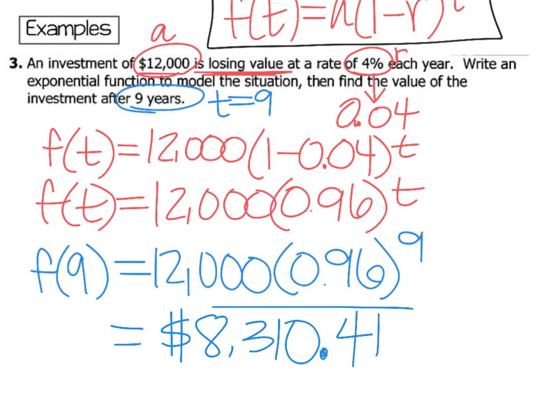$8,310.41. All right, and because it's money, you round to 2 decimal places, just to the hundredths because we're dealing with money. All right, and that's our final answer. So I know none of us like to see our money disappear, but it happens. So we've got to know how to be able to calculate that. And this is an example of when we use exponential decay.